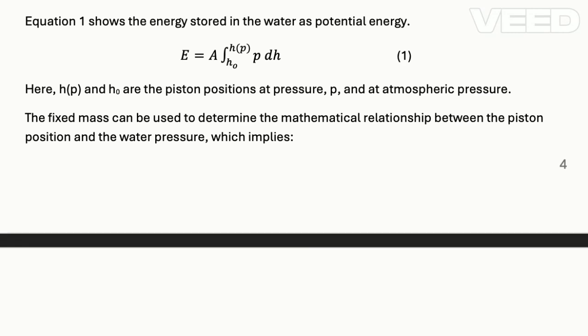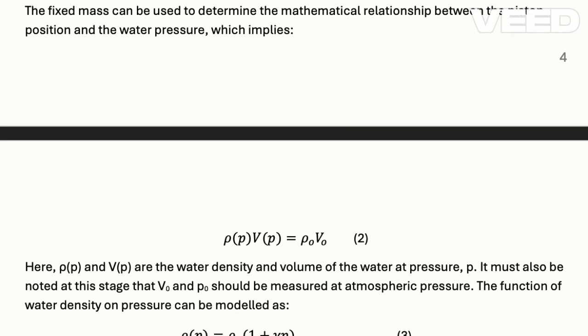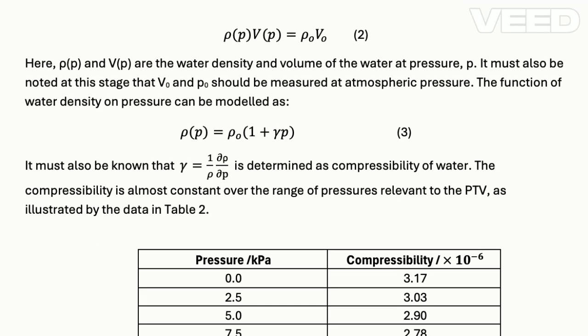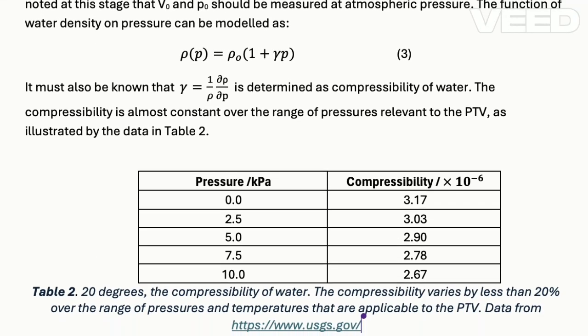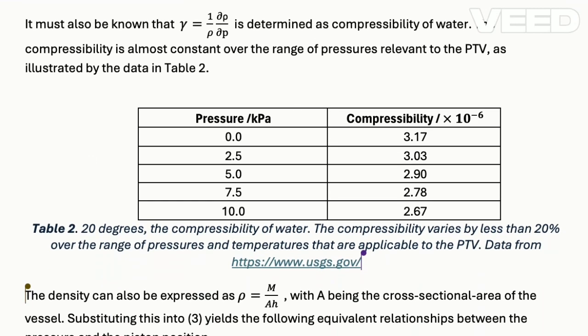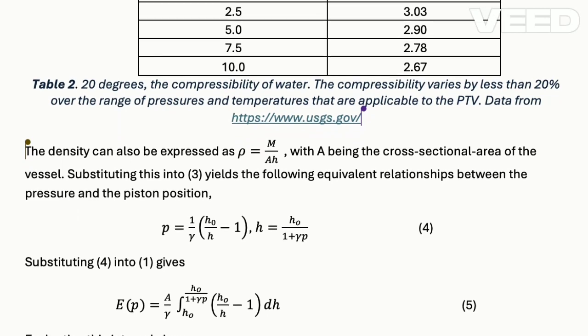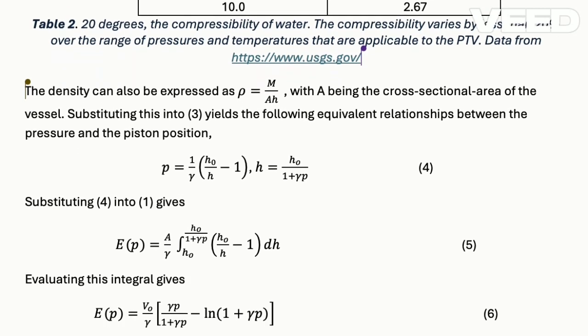Equation 1 shows the energy stored in the water as potential energy. The function of water density on pressure can be modelled as equation 3. The values for compressibility of water remain constant throughout relevant pressures, so we can treat gamma to be constant. Then, including the compressibility of water in our calculations, we can substitute into equation 3 to give equations 4. By substituting equations 4 into equation 1, we get equation 5. Then by evaluating the integral, this gives equation 6.